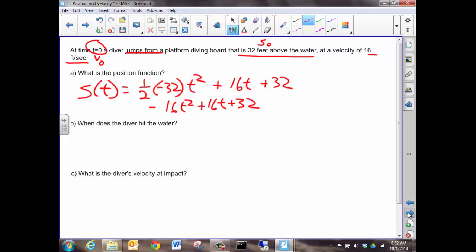Why g? Because what are our units? Feet per second. We're measuring in feet, so it's negative 32. If in meters per second, then it would be negative 9.8. Okay? So now, when does the diver hit the water? What answer am I looking for? Time. I'm looking for a time. So what am I going to do to find the time?